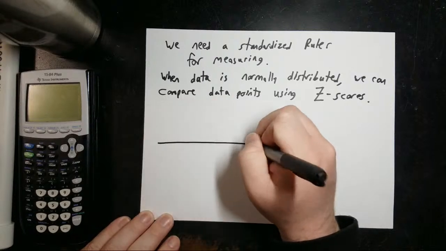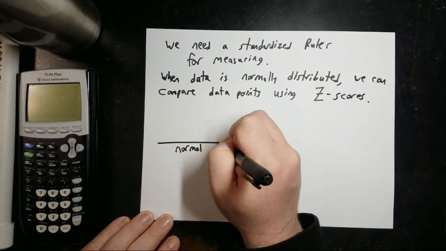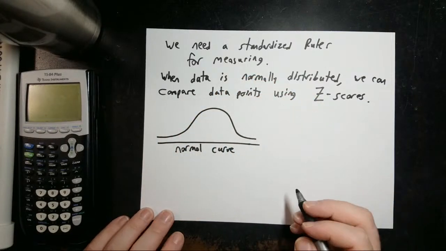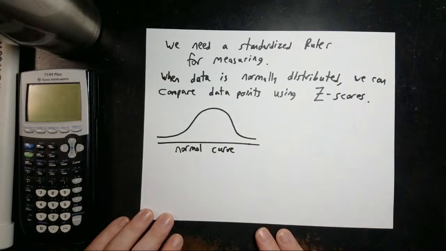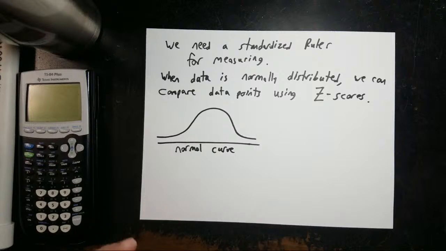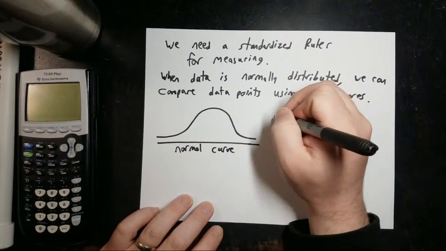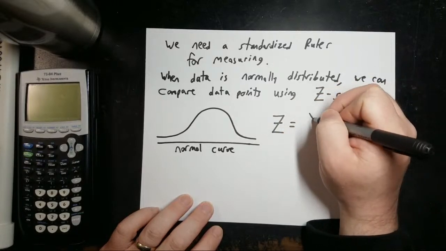Now, just for the sake of argument, a normal curve typically looks like this. A normal curve is a bell-shaped curve. It is symmetrical on both sides. I'm going to be continually referring to the normal curve throughout the course of this lesson, simply because that's where it comes into play. I think even the title that I gave it, how can a normal curve help? Well, when the data is normally distributed, which in this case we're going to assume it is, we can compare data points using z-scores. How do you calculate a z-score?